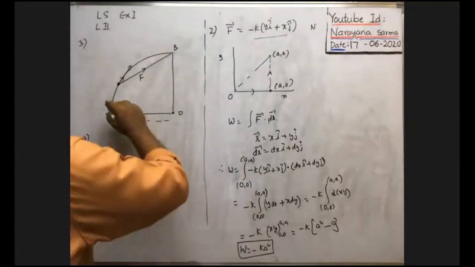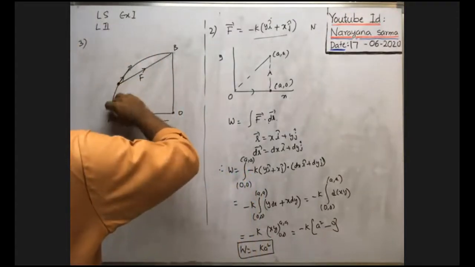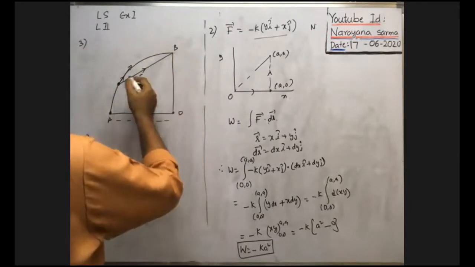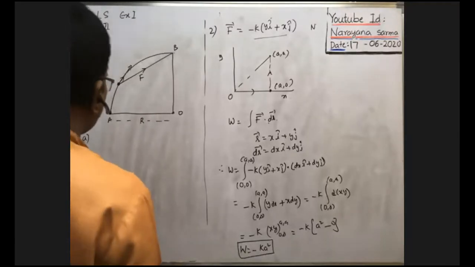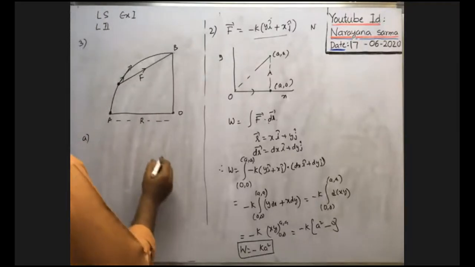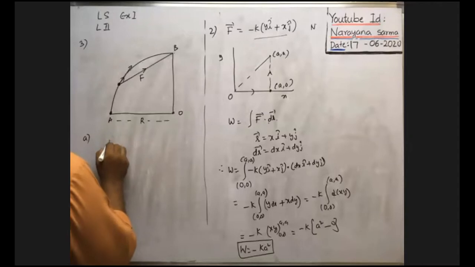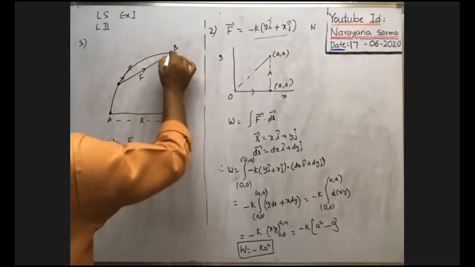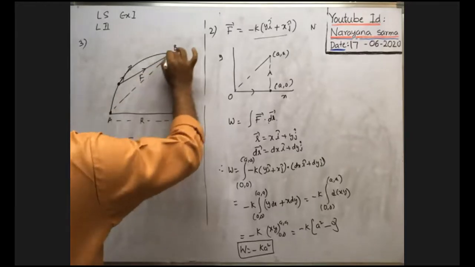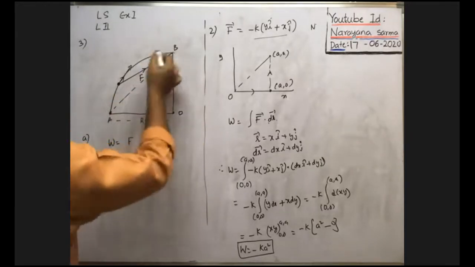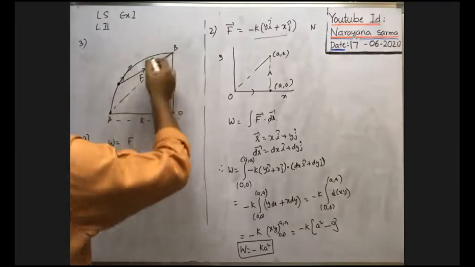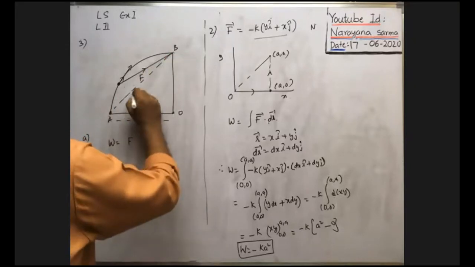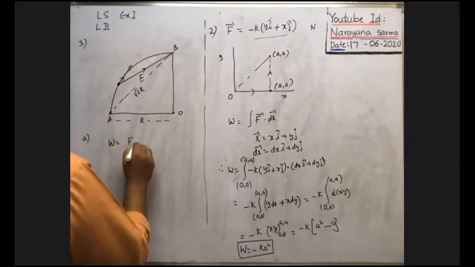Here, whatever the direction of motion of the body along this path, wherever it lies, the force is always towards the fixed point B. That means it is a conservative force. In case of a conservative force, the work done W is equal to the force acting towards point B times the displacement of the body from A to B, because the body travels from A to B. What is the displacement of the body between A and B? That is equal to root 2 R. That's why F into root 2 R.